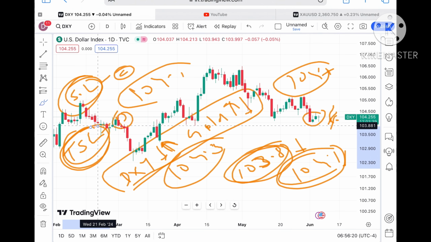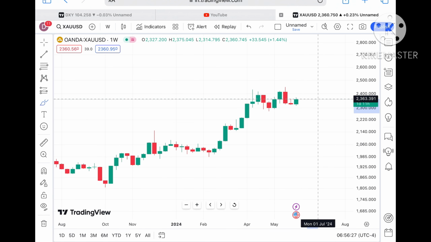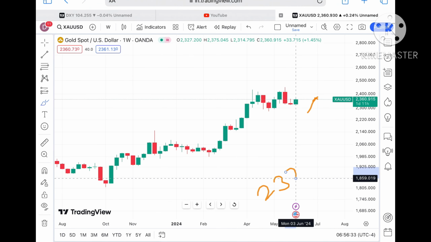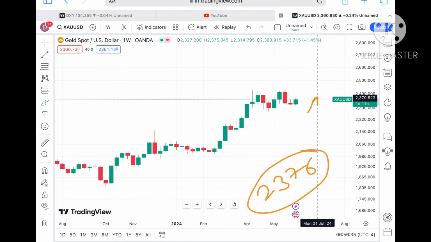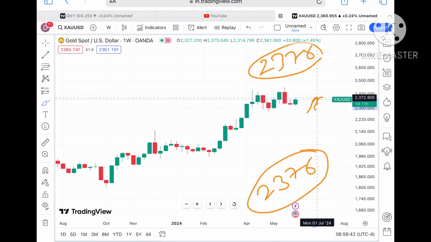Okay, so now looking at this particular chart, what we can see for gold. If the price sustains, it can go further upside, and after that it can move above the level of 2376, which is already being tested. 2376 is already a weak resistance, so chances are it will cross that level, and from there it will go towards a level of 2378.